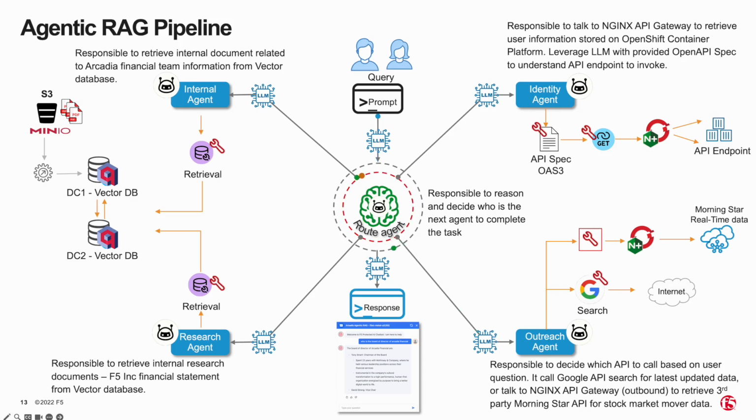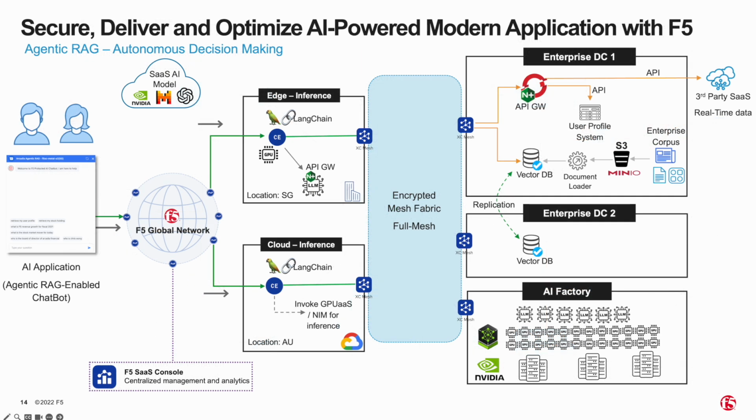Now that you have at least a high-level understanding of Agentic RAGs, you might wonder how F5 is relevant and what role it plays in this system. Let me walk you through how F5 secures, delivers, and optimizes your generative AI application using a few key use cases that I will demonstrate later. Before diving into the key benefits and use cases, let's explore the overall architecture for this demonstration.